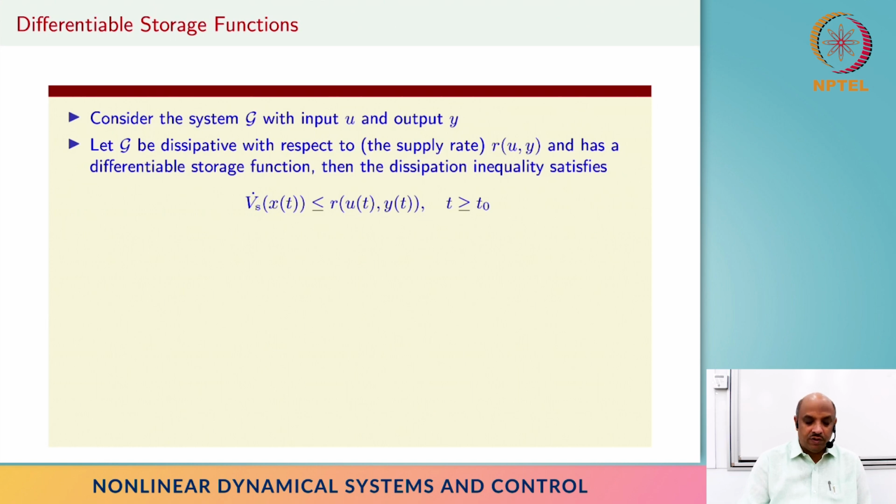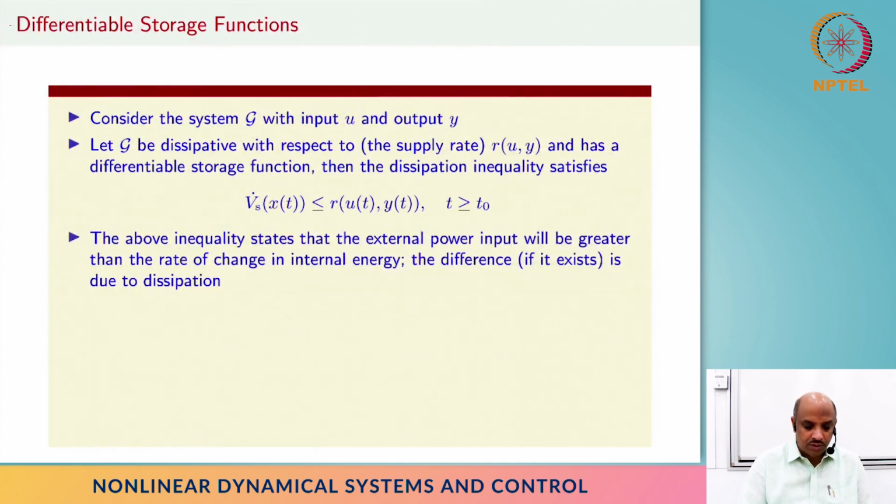Once again, given a system, can we always find a supply rate such that this inequality is satisfied? I will leave that as a long-term assignment for you to think about, to come up with examples and things like that. But here we are saying a system is dissipative with respect to the supply rate if it has a storage function such that this dissipation inequality is satisfied. This and of course the integral version are identical in the case of a differentiable storage function, right?